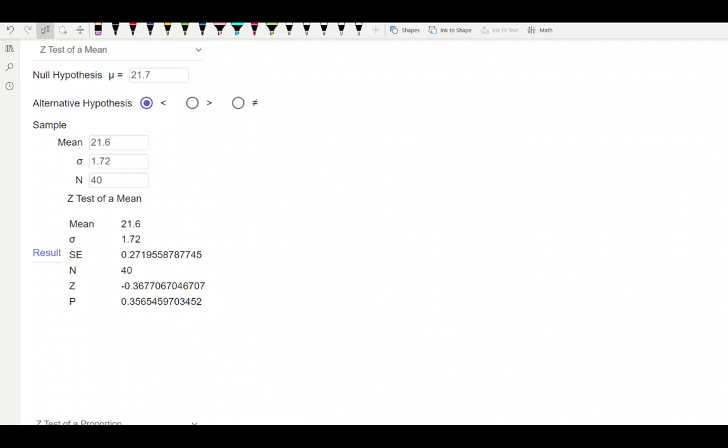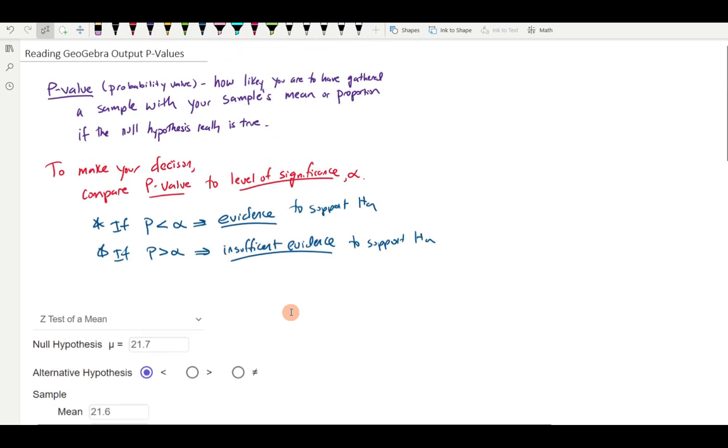Hello. Let's talk briefly about how to read the output of GeoGebra in terms of making decisions about tests of significance. As a reminder, when you're making a decision about a test of significance, we're asking: is there evidence to support the alternative hypothesis or insufficient evidence to support the alternative hypothesis?